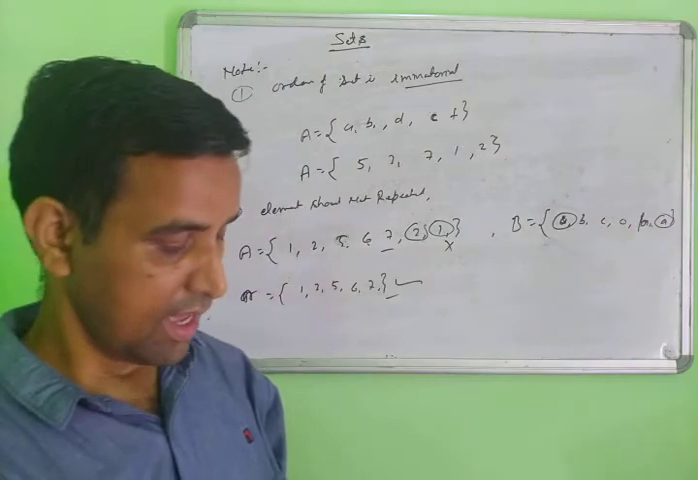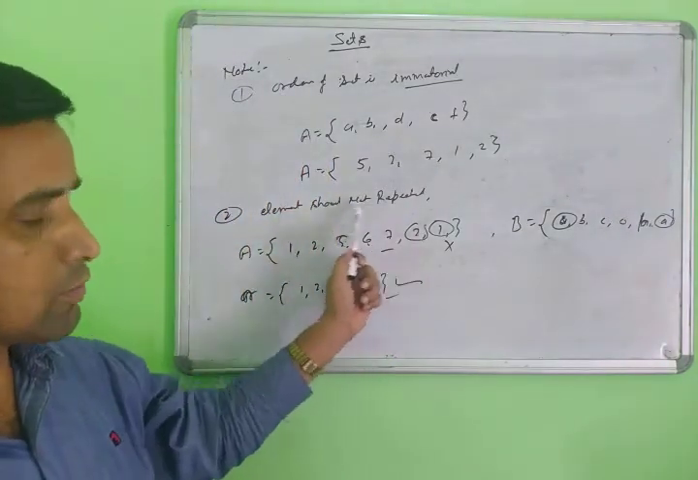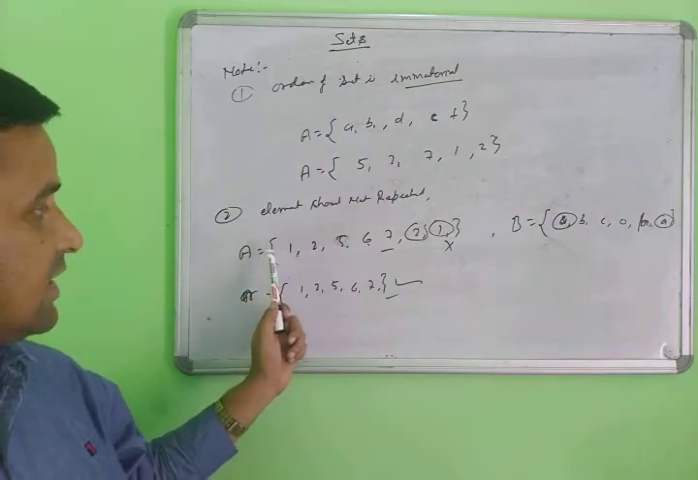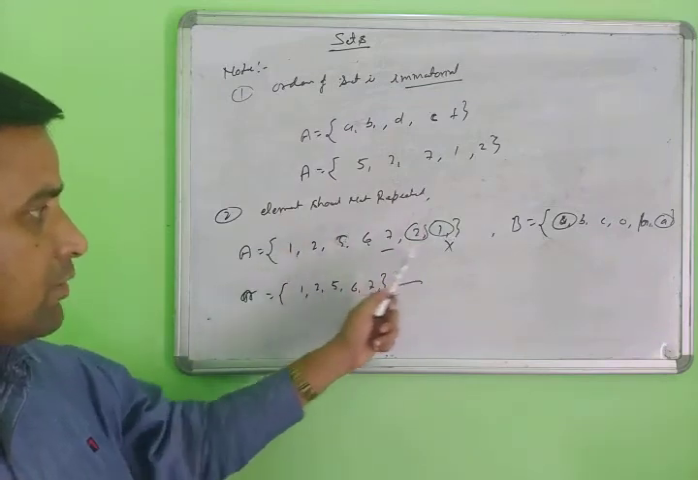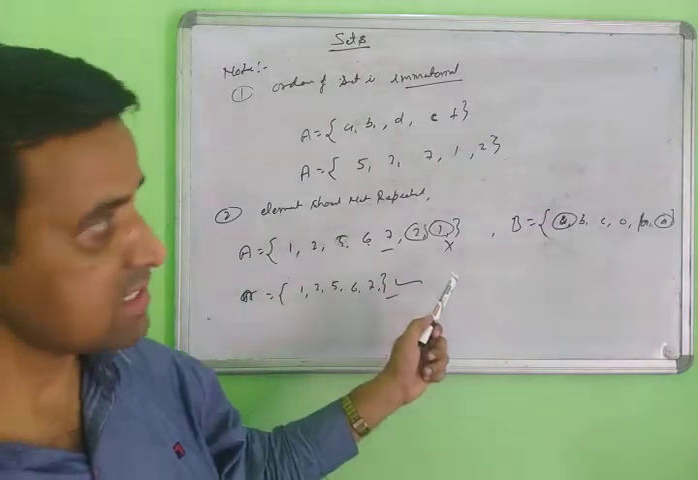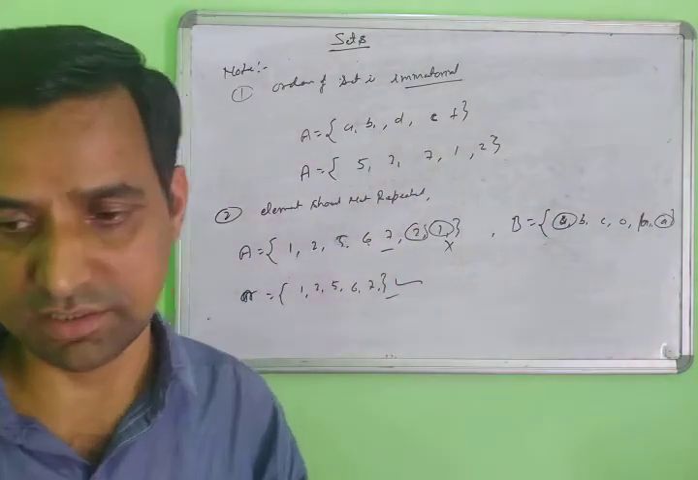Second thing, elements are always written in small letters, and a set will be written in capital letters. Next, a set will always have all elements enclosed by curly brackets and separated by commas. Note down these things and then start the exercise.